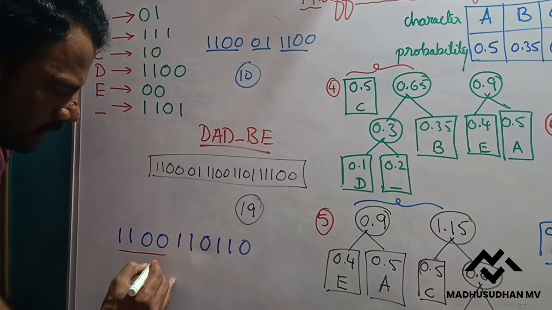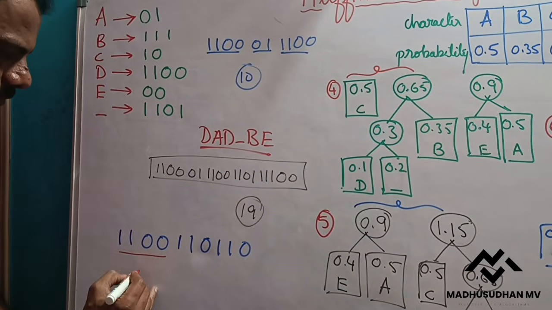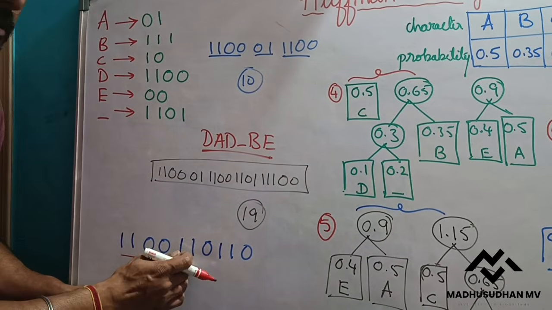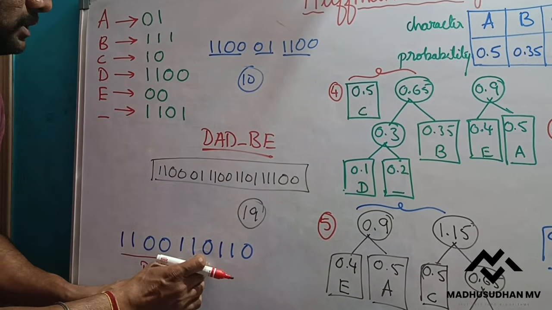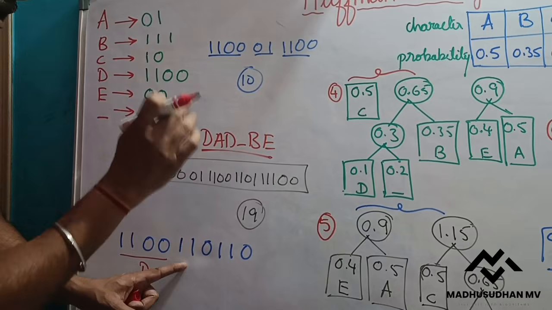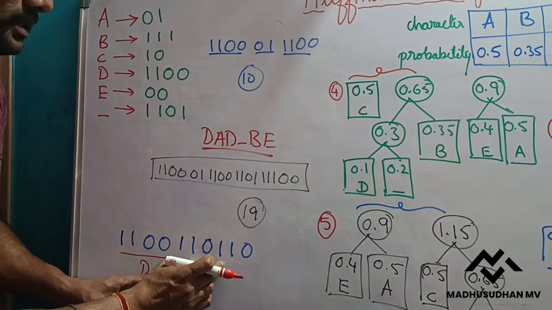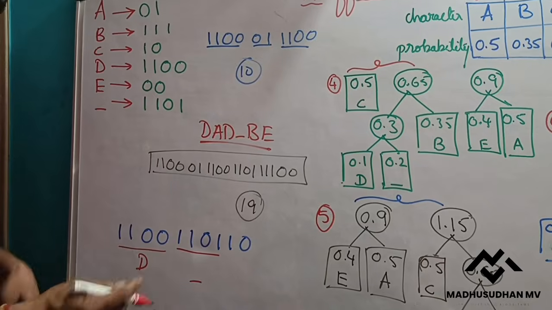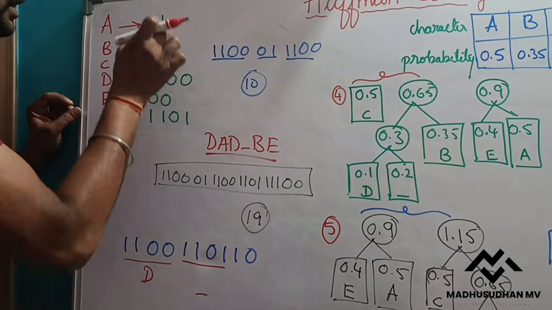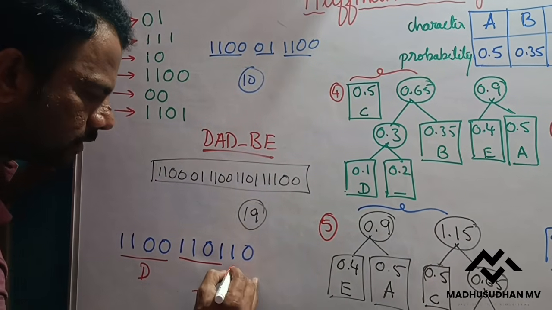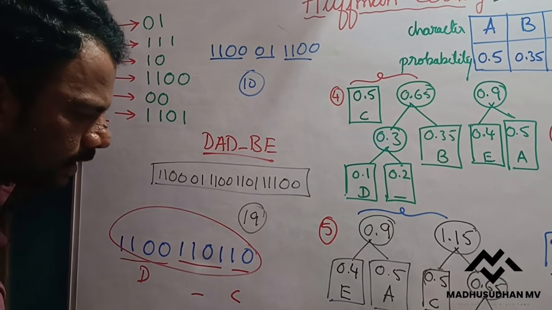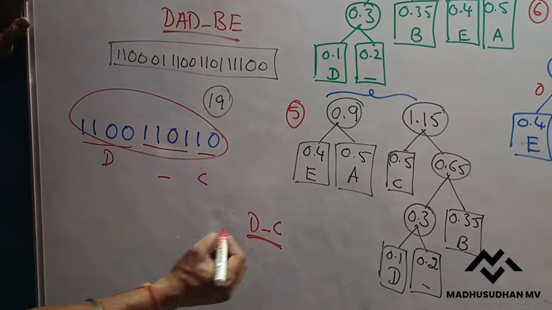So that means this is nothing but D. Next, again, 1 is not there, 1, 1 is not there, 1, 1, 0 is not there. Again, 1, 1, 0, 1 is there. Yes, so this is nothing but underscore. Next, 1 is not there, but 1, 0 is there, and 1, 0 is C. So this is equivalent to D underscore C.